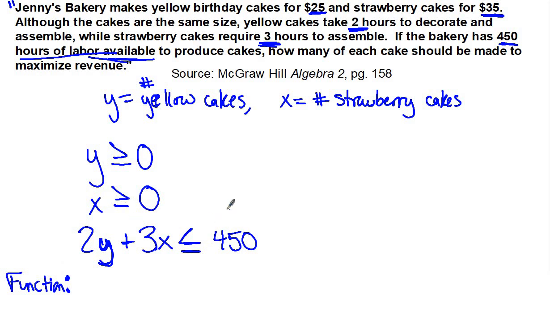Our function is going to be the revenue in this case. We'll call that R for revenue. And R is going to be what? R is going to be $25 times the number of yellow cakes plus $35 times the number of strawberry cakes. Usually the way they write this to indicate that both X and Y are involved is they would write it like a function, R of X comma Y. But you don't have to worry so much about that.